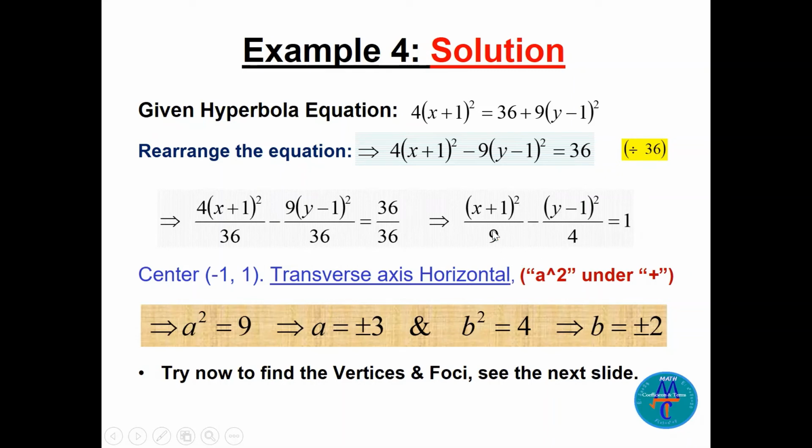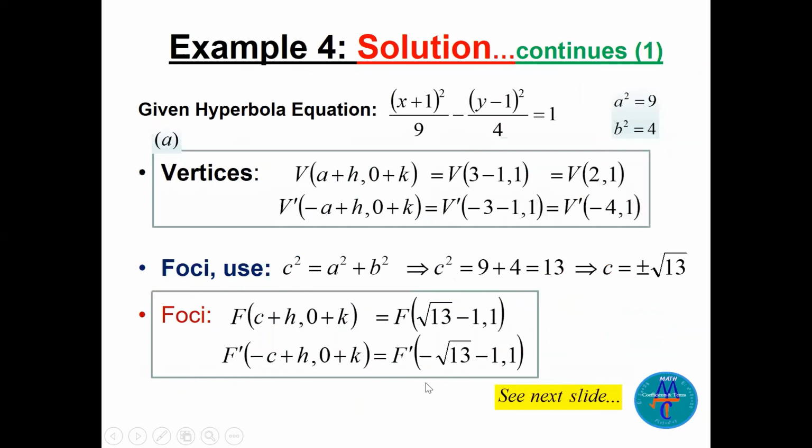So a squared is under the positive here. See the positive here, x plus 1 squared. So a squared is 9, a is plus or minus 3, b squared is 4, and b is plus or minus 2. So on the next slide, we see how to find the vertices and the foci. So we can use now a squared is 9 and b squared is 4. So the vertices, just write the formulas. V: a plus h, 0 plus k; minus a plus h, 0 plus k. You will find the first vertex 2, 1, the second vertex minus 4, 1.